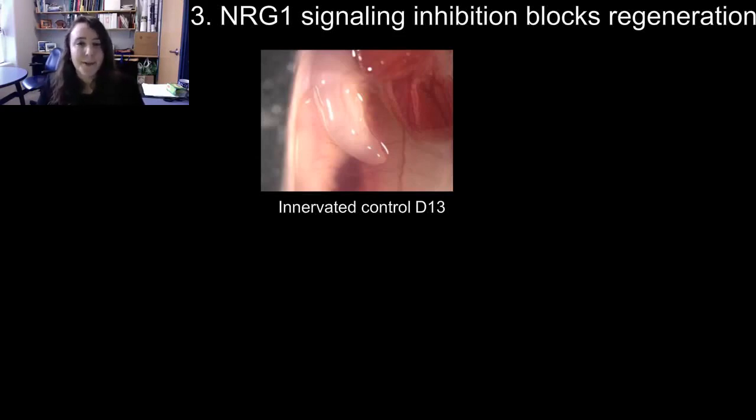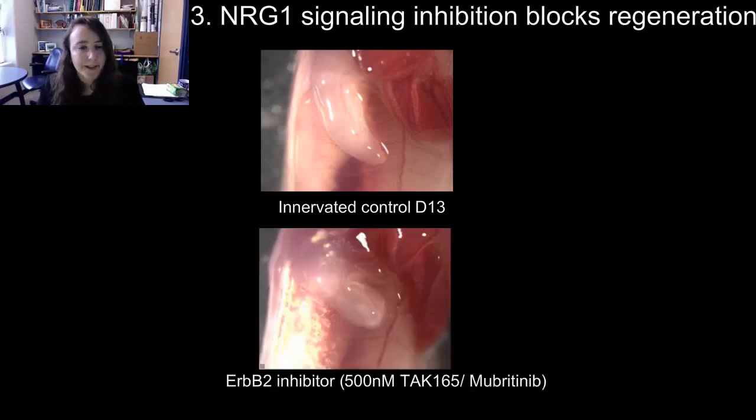Now by comparison, this third thing on our checklist was in fact quite easy. All we had to do was inhibit neuregulin-1 to show that it blocks regeneration. So here again is an innervated control on day 13 with a lovely blastema growing at the end. And here is a limb that was treated with the very potent ErbB2 inhibitor. Remember, ErbB2 is the receptor. The inhibitor is mubritinib, also called TAK-165. And treatment with this drug completely blocked regeneration.